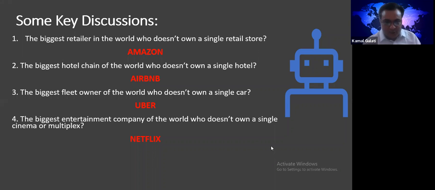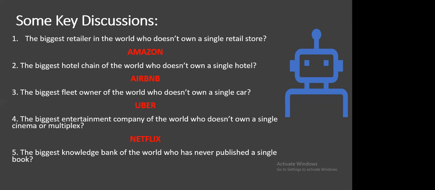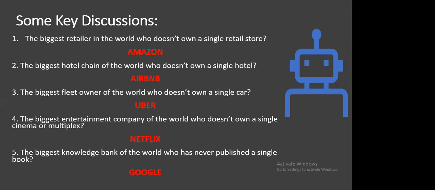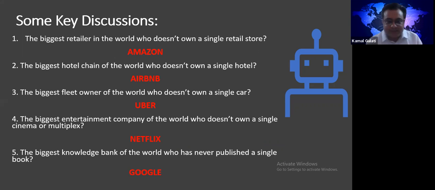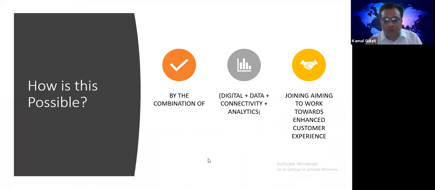Very nice. Last but not the least, the biggest knowledge bank of the world who has never published a single book. Wiki. Nope. Any other guess? It's Google. If you search it, Google doesn't have its own book. Oh yeah, that's true. So how has this been made possible? It is because of the combination of digital data and connectivity.